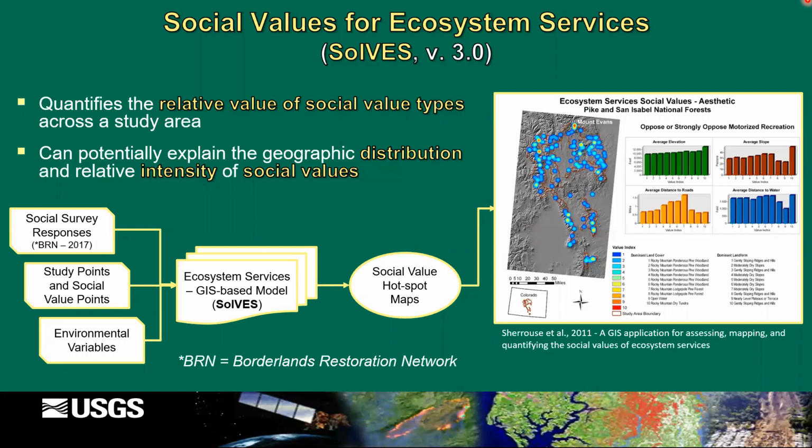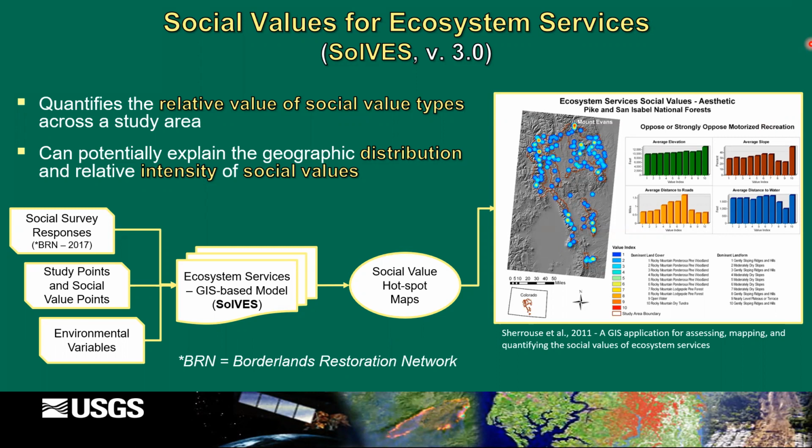So we use the Social Values for Ecosystem Services model, or SOLVS. What SOLVS does is it quantifies the relative value of social value types across the study area, and it can potentially explain the geographic distribution and relative intensity of social values. It was developed by Ben Sherrouse, Darius Semmens, and Ken Bagstad of the USGS. On the image on the right, this is an application of SOLVS that was done by Ben Sherrouse and others in 2011 for the Pike and San Isabel National Forest in Colorado.